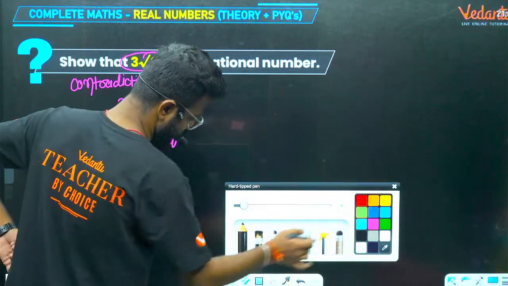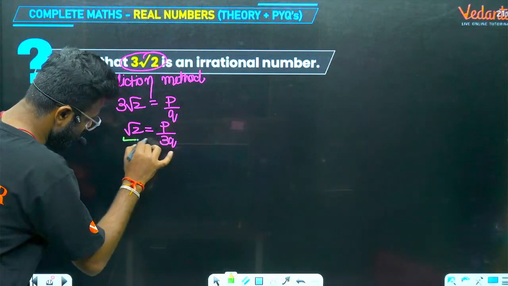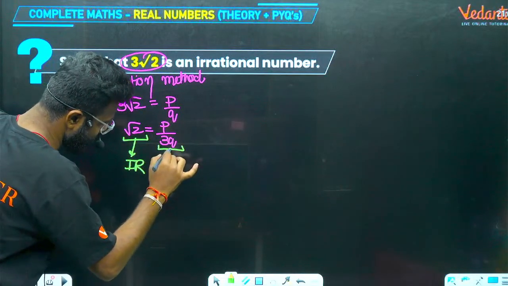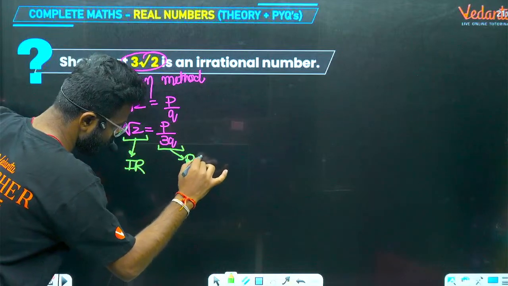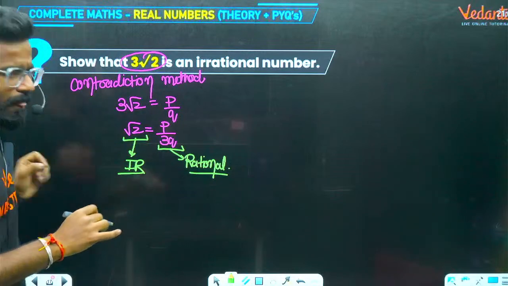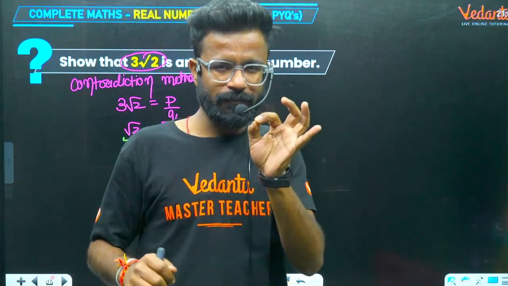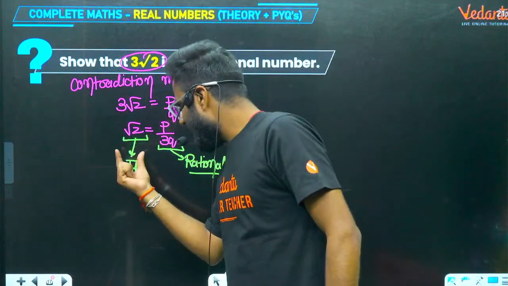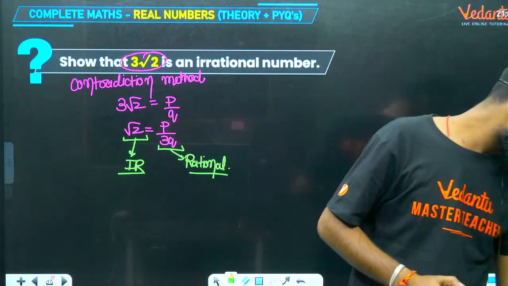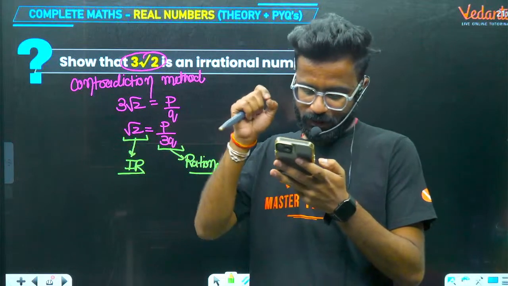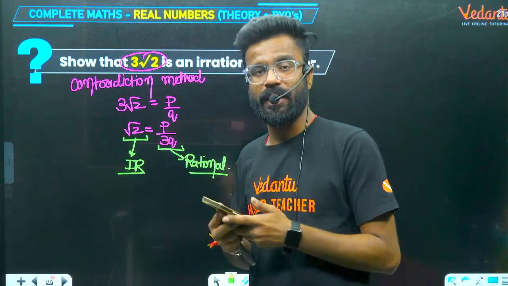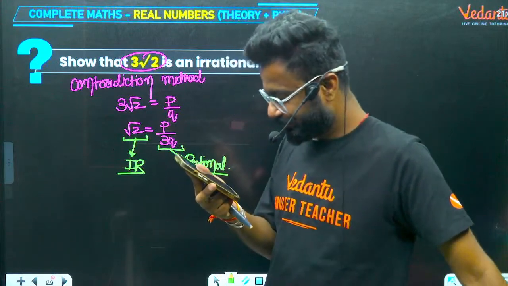Now see one thing. This part is irrational and this part is rational. Now you tell me, is there any possibility when an irrational number is equal to a rational number? Tell me, guys. Is there any possibility that arises when an irrational number is equal to a rational number? Tell me.